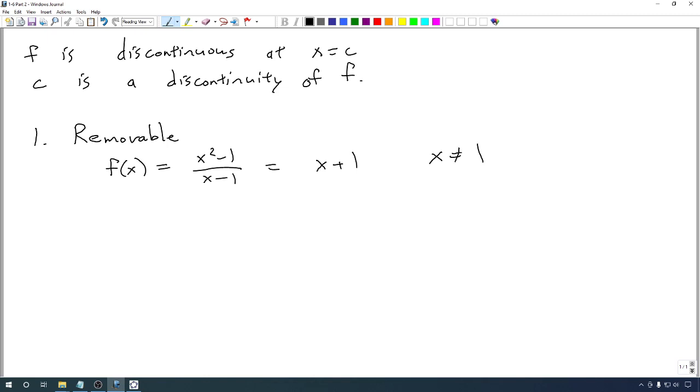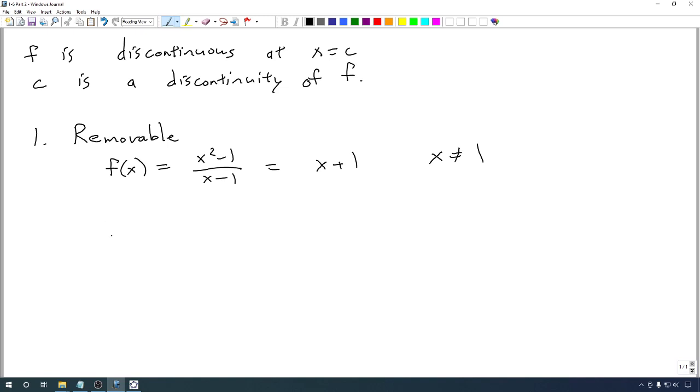As long as we're not talking about 1, because 1 is not in the domain of this function: to plug 1 into this formula, we get a 0 on the bottom, and that's a big problem. But as long as we're not talking about x equals 1, then we're really just talking about the function x plus 1. This is a polynomial, or we can look at the rational function itself that has domain everything except for 1. That means this function is continuous everywhere except for 1. 1 is a discontinuity of f because f of 1 is not defined.